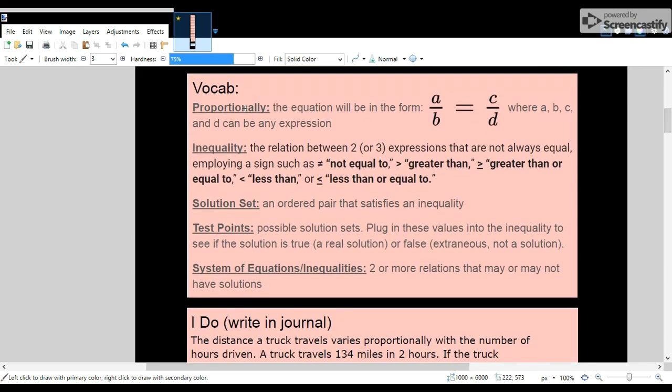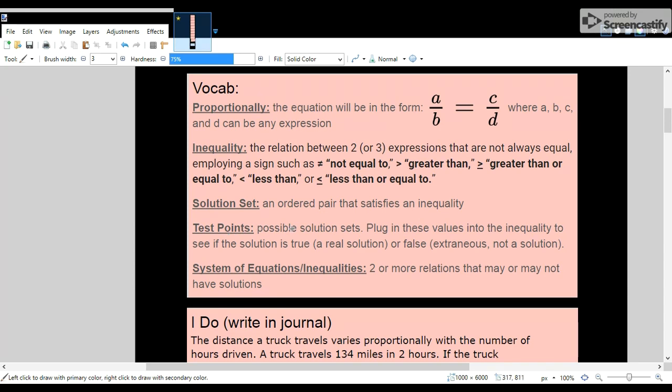Here's the vocabulary. Proportionally. The equation will be in the form A over B equals C over D, where A, B, C, and D can be any expression. Inequality. The relation between two or three expressions that are not always equal, employing a sign such as not equal to, greater than or equal to, less than or equal to. Solution set. An ordered pair that satisfies an inequality.